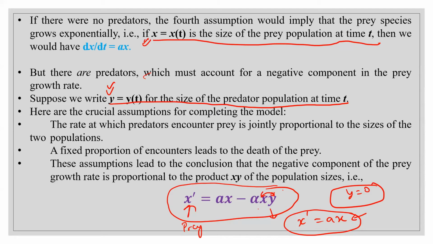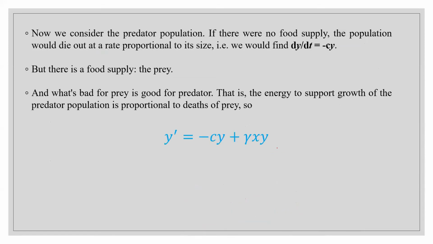And then there is a negative sign. That means the death of the prey. This negative sign is representing the death, right? So this is happening at the rate of alpha. And then whatever is bad for prey is good for predator because it will get energy to survive. So here you can see that the interaction will have a positive sign for the predator species.